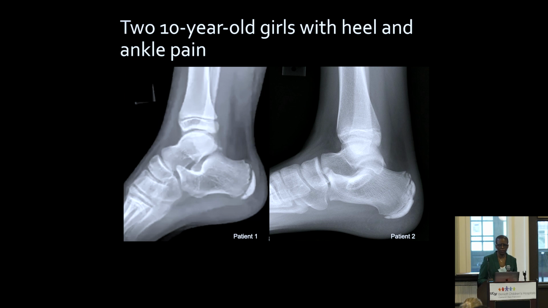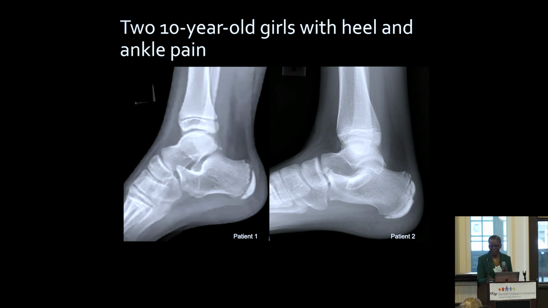Okay, so here are two 10-year-old girls with heel and ankle pain. Can you tell which one of these is abnormal? Just look at them. I can't tell which one is abnormal, right? So what are we seeing? We're seeing sclerosis of the calcaneal apophysis.